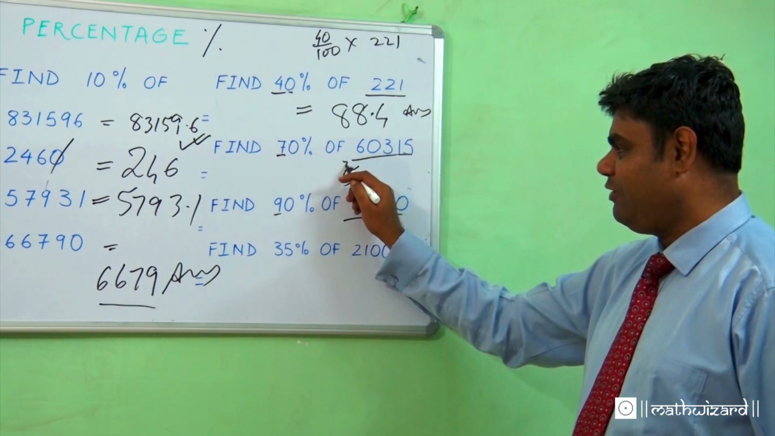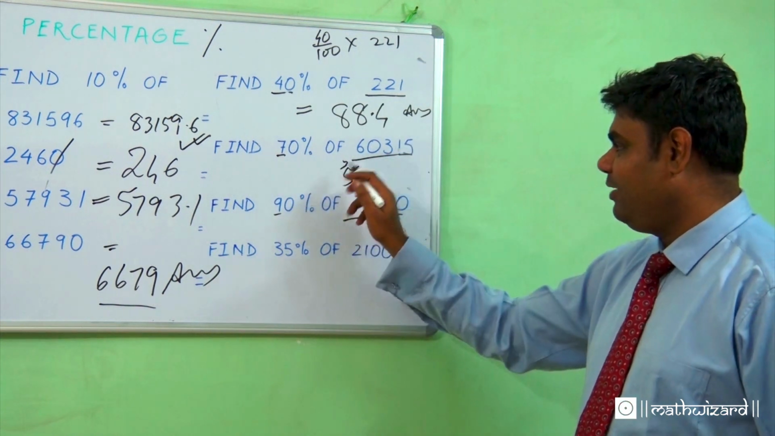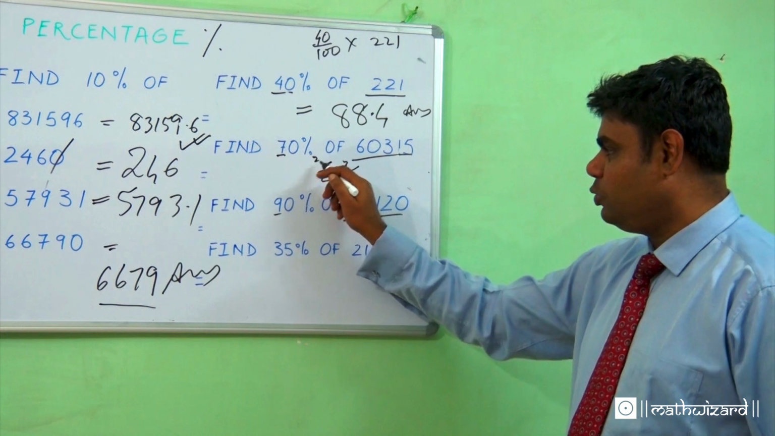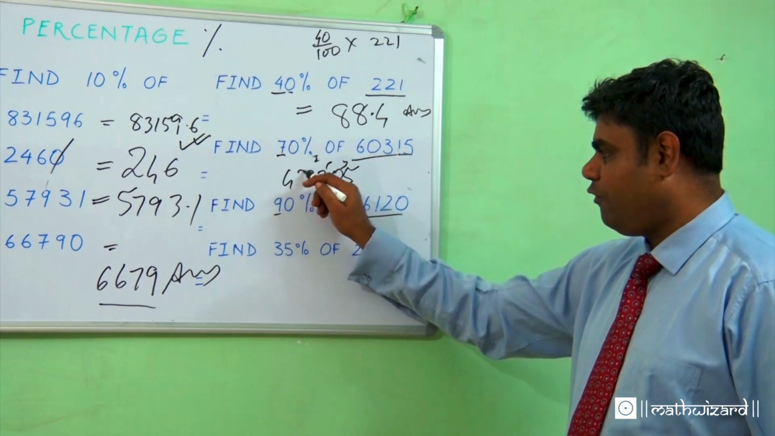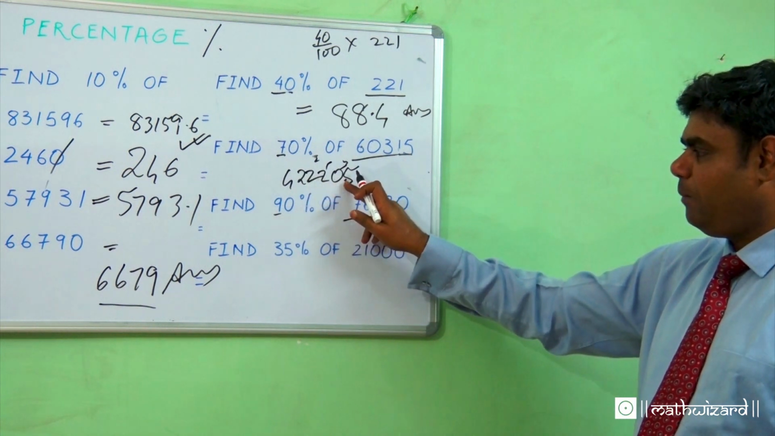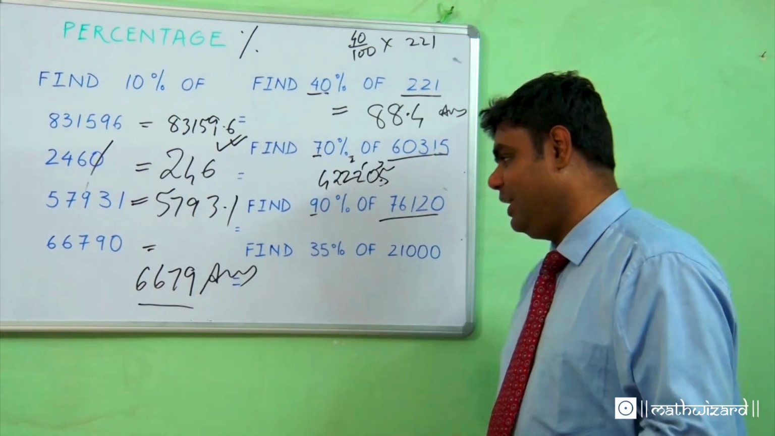7 5s are 35, balance 3. 7 1s are 7 and 3, 10. 21 and 1, 22. 6 7s are 42. So my final answer is 4220.5. This is my final answer.